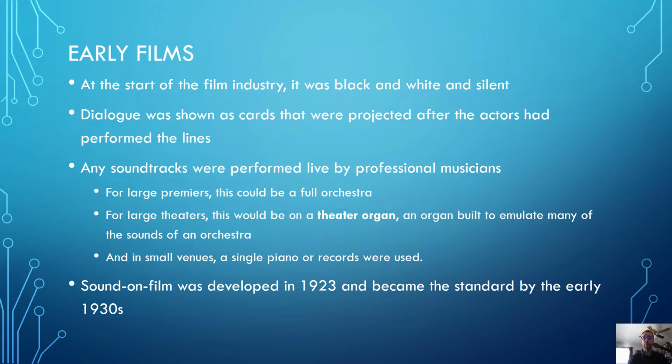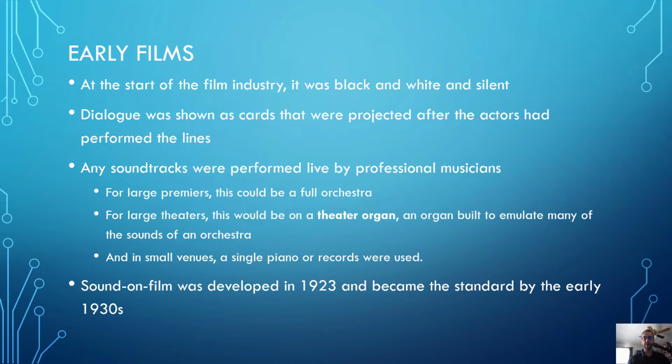If there were soundtracks, and there were, they were performed live by professional musicians. For large premieres, studios would actually go out and hire an entire orchestra with a conductor. Large theaters would frequently have a theater organ, which was an organ built to emulate many of the sounds of an orchestra. So you'd have trumpet sounds, flute sounds, a bassoon, somewhat string-type sounds, and a variety of percussion instruments built into the organ console.